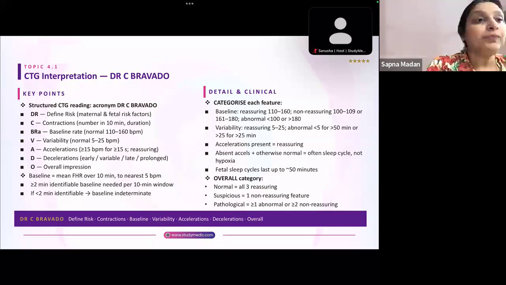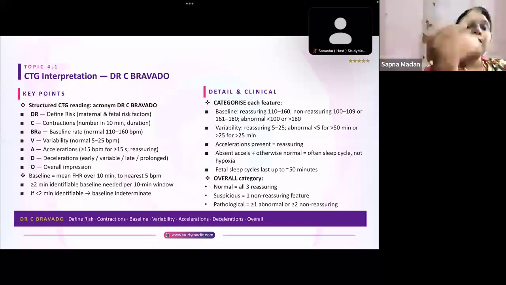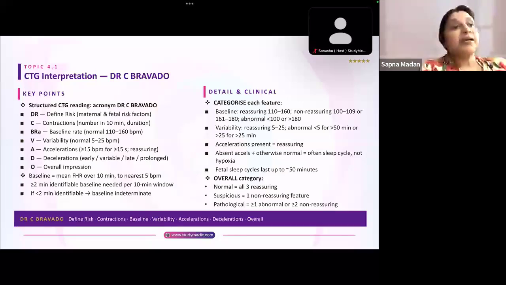Then we have decelerations, which may be early, which may be late, which may be variable, or which will be prolonged. We will come to that. And then after seeing all of these things, we will form an overall impression of how our CTG is. Now, baseline is the mean. When we see the trace, it's the mean FHR to the nearest 5 beats per minute.